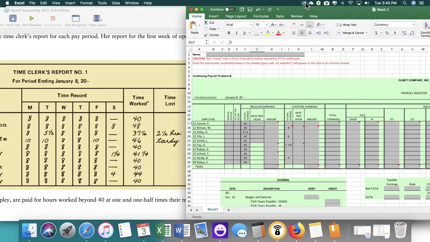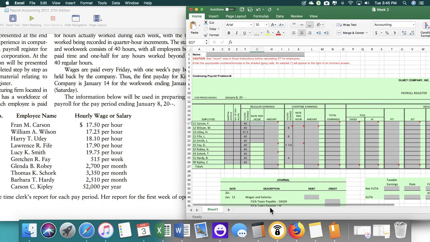So rate per hour, this is where we go back to the information we're given. He's paid $17.50, $17.25, $18.10. Okay, so here's the information so far.